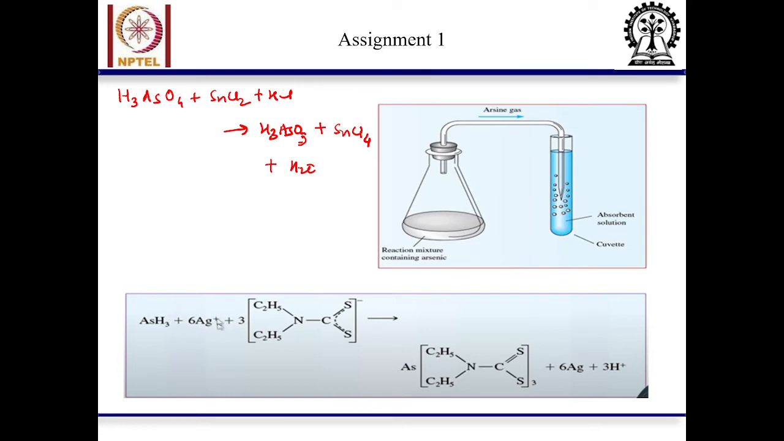Now the question is, what will happen to this H3AsO3 if we add the zinc? Once we put this zinc plus 6HCl, what will form? Basically, it will form arsine gas AsH3, which is a very poisonous gas, plus 3 water molecules. So it will oxidize itself. It reduces to arsine gas.